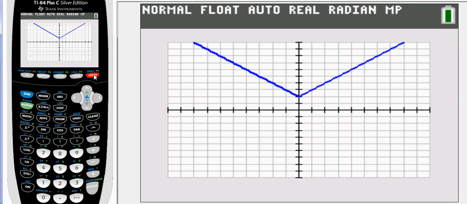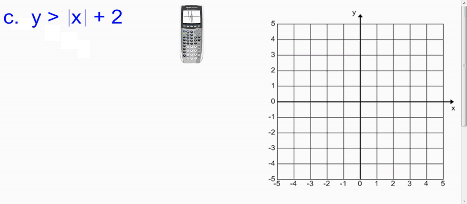Hopefully you can see that that took the basic absolute value graph and moved it up 2. That's all that it did. So when you add something onto the end, it moves it up. Hopefully you can figure out that if you subtract something onto the end, it will move it down. This one is going to take the basic absolute value graph and move it up 2. So instead of being at 0, 0, it'll be at 0, 2, and then have a slope of 1 or negative 1.